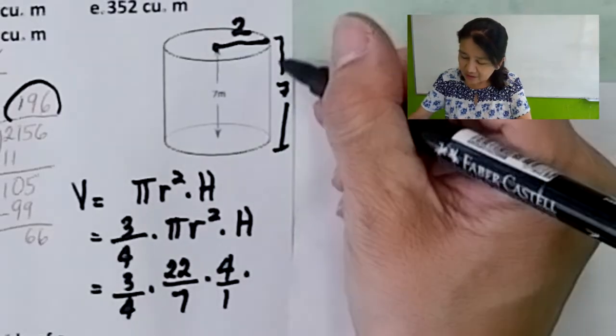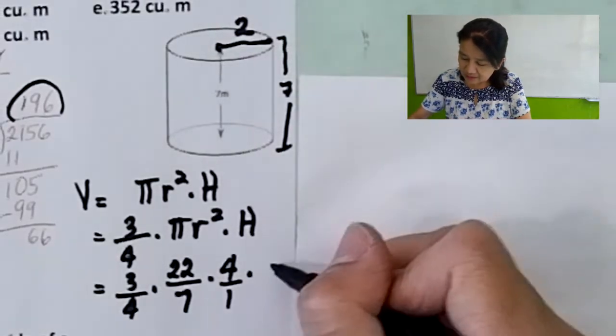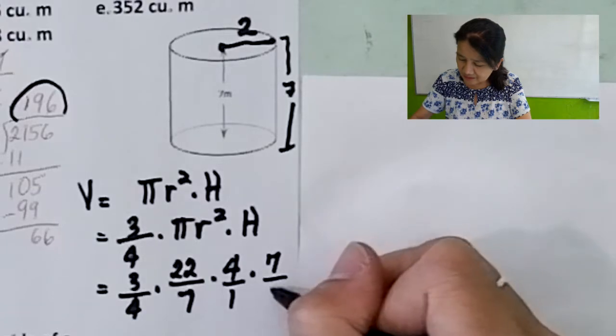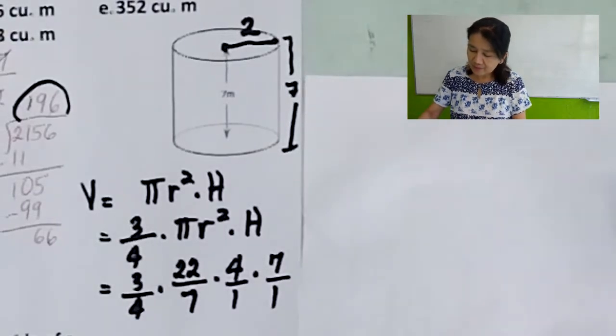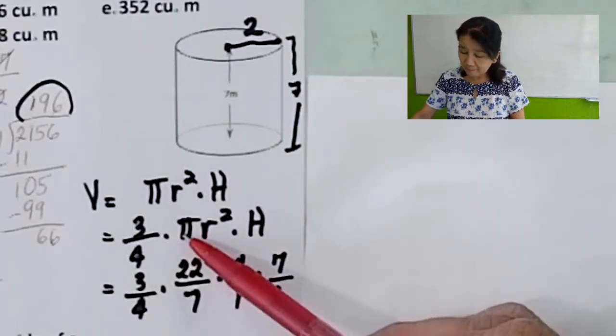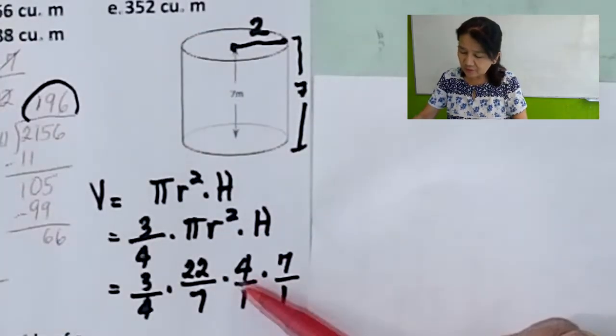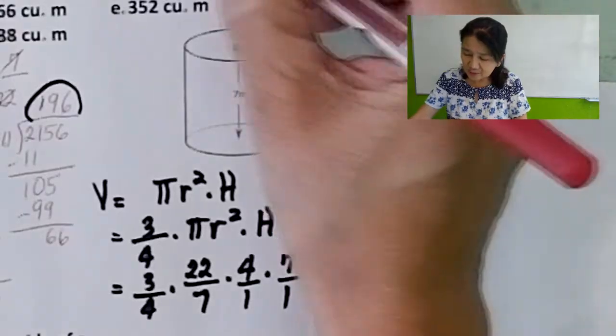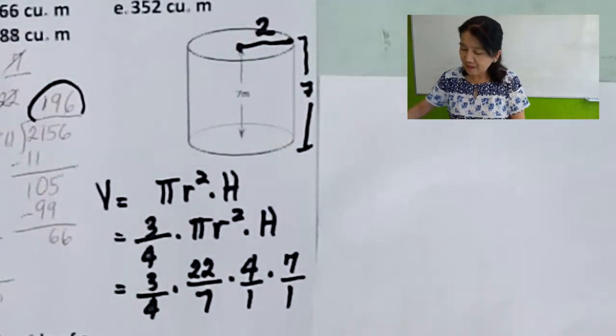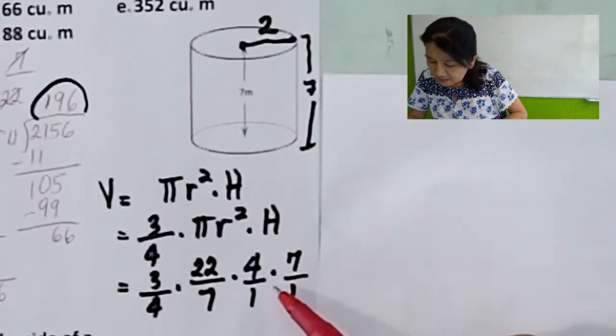And your h is given to be 7. 7 is 7/1. Let me repeat that. So we have here 3/4 pi 22/7 r squared. 2 times 2 is 4. H is given to be 7 here. There. Now, let us analyze.